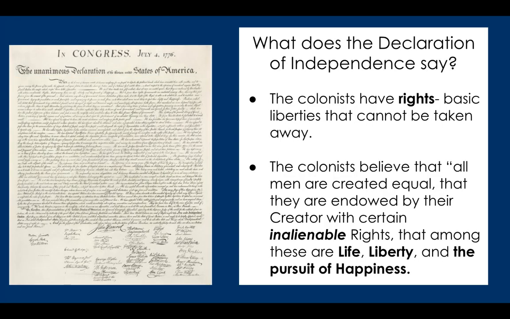What does the Declaration of Independence say? It says that the colonists have rights, basic liberties that cannot be taken away. The colonists believe that all men are created equal and that they are endowed by their Creator with certain inalienable rights, that among these are life, liberty, and the pursuit of happiness.